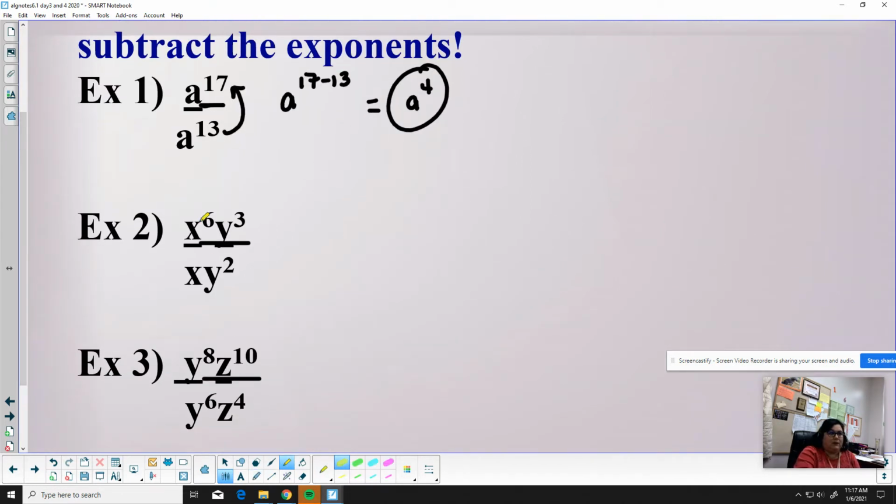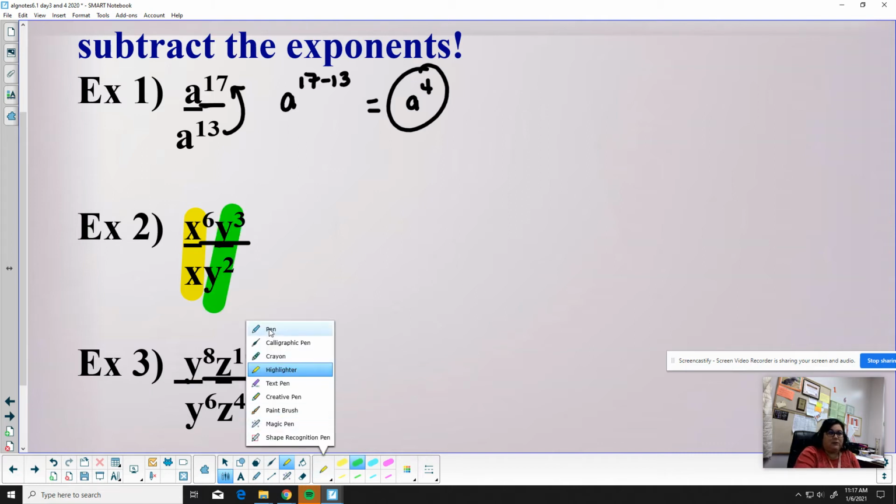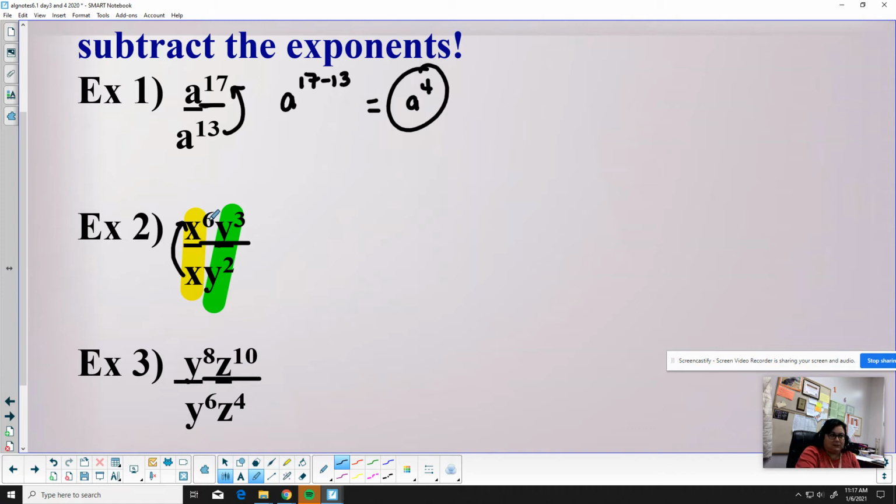So if I look here, I've got to divide x's and I also have to divide y's. And again, I do them kind of separately in my brain and then I put the answers together. So for the x, I'm going up top because there's 6 up here and there's only 1 here. So x to the 6 minus 1. And for the y's, I'm also going to the numerator. So y to the 3 minus 2. So my answer is x to the 5th, y to the 1st.